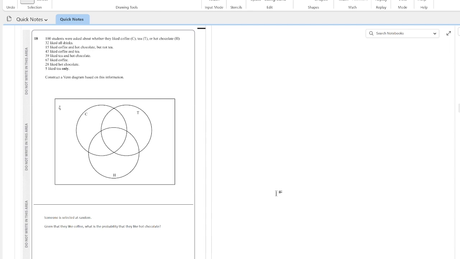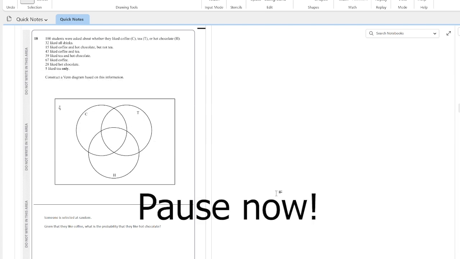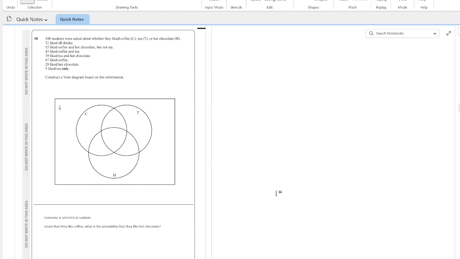Okay, question 18. 100 students were asked about whether they liked coffee, tea, or hot chocolate. And there's some data given below. Construct a Venn diagram based on this information. Okay. So, first of all, let's just fill in the obvious things. 32 liked all drinks, so the overlap between all of them is this region here, so we can put 32 here. And 15 liked coffee and hot chocolate but not tea, so that's this region, so 15 goes here.